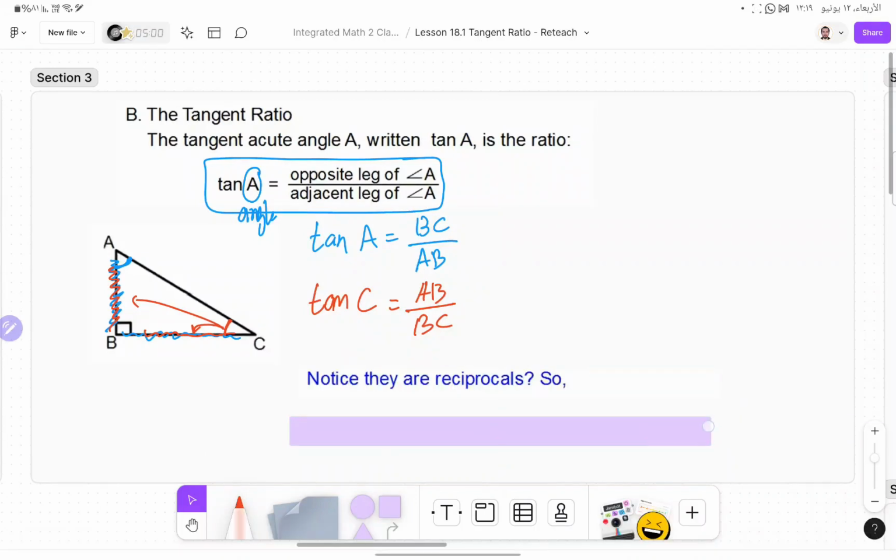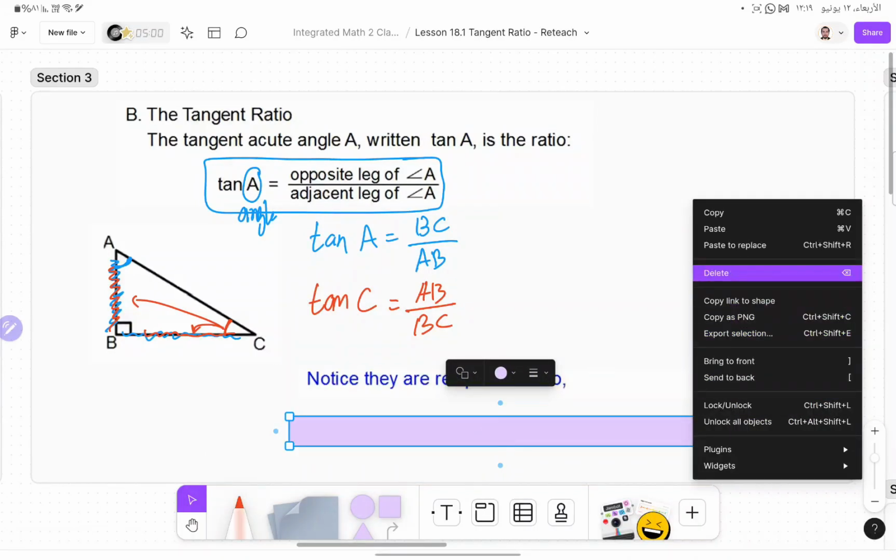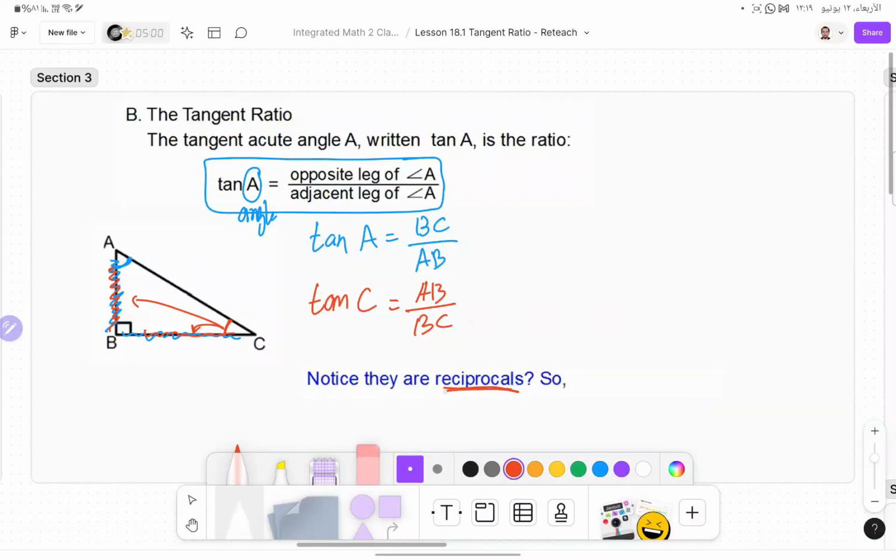Let me just erase this. So now, what do you notice about these two sides? If you multiply them, we call this one reciprocals. What are the reciprocals? If you look at this one here, tan A is BC over AB, and tan C is AB over BC.